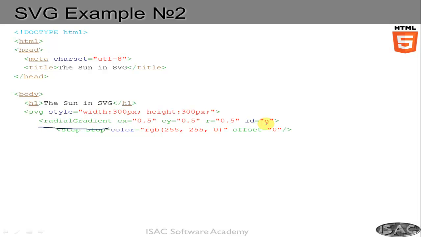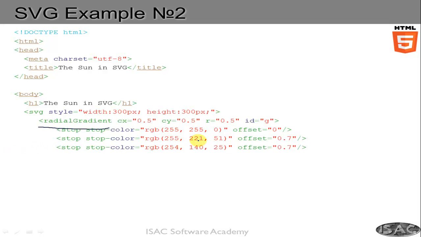What we do is that we say that RGB is 255, 255, 0. This is another color. This is another color. So offset is 0, 0.7, 0.7. Offset is 1 and radial gradient.